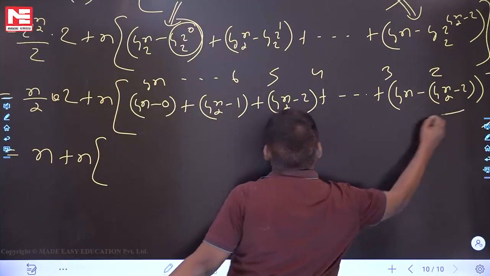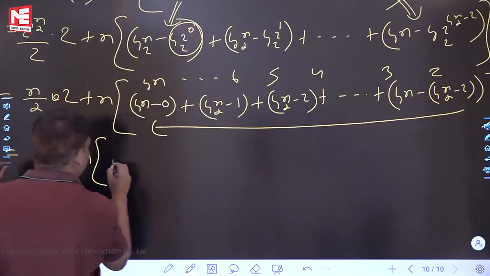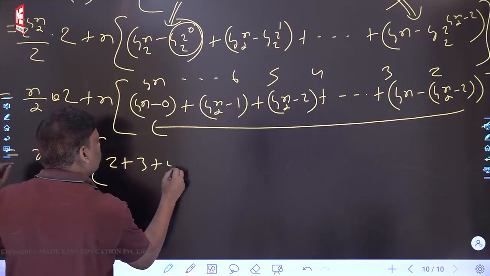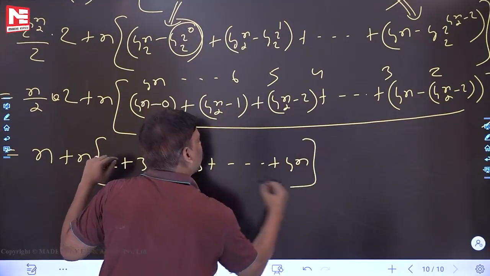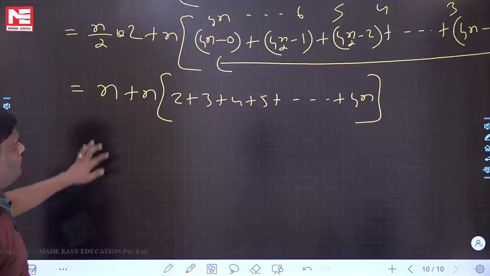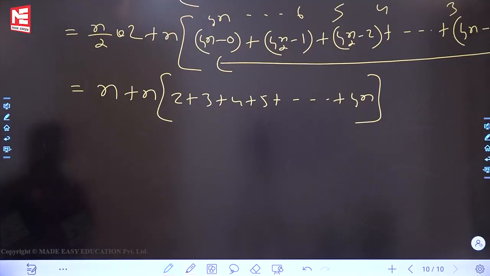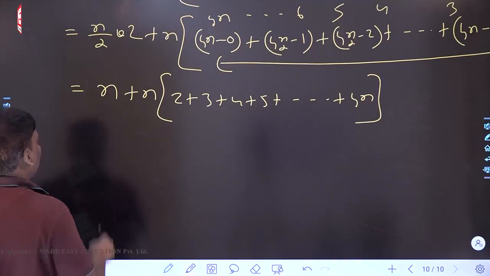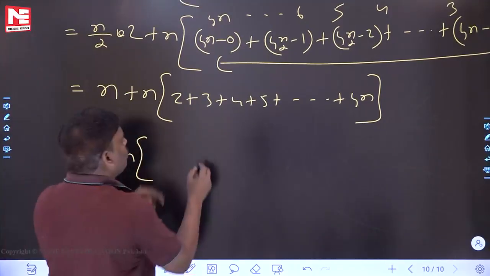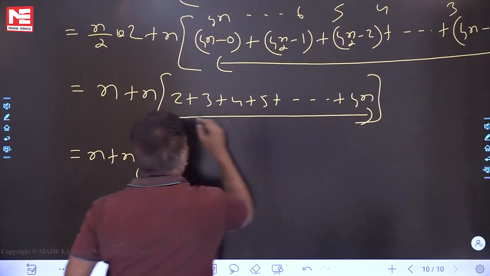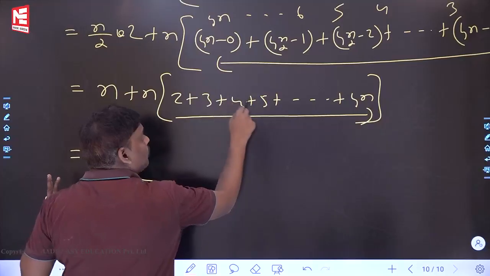So let me write in the reverse order. If you write in the reverse order, it becomes 2 plus 3 plus 4 plus 5 plus and so on, up to log n. Right? This will go to n plus n into, what is the answer? It is the sum of log n natural numbers. Forget about 1 less, it's okay. It is the sum of log n natural numbers.